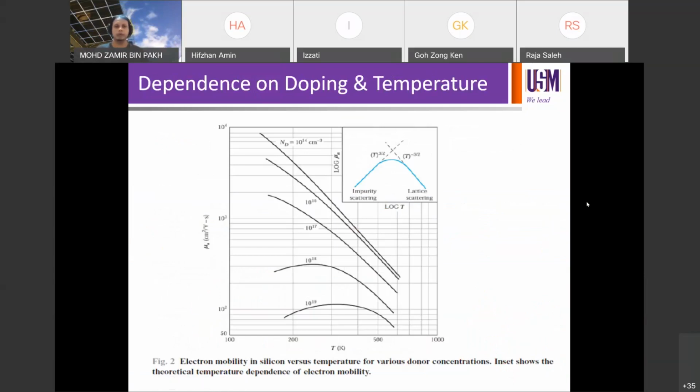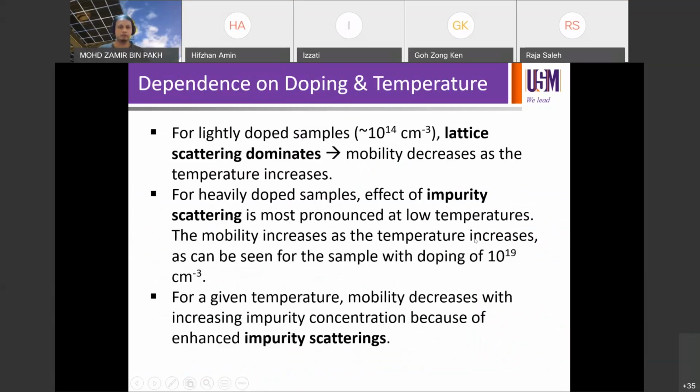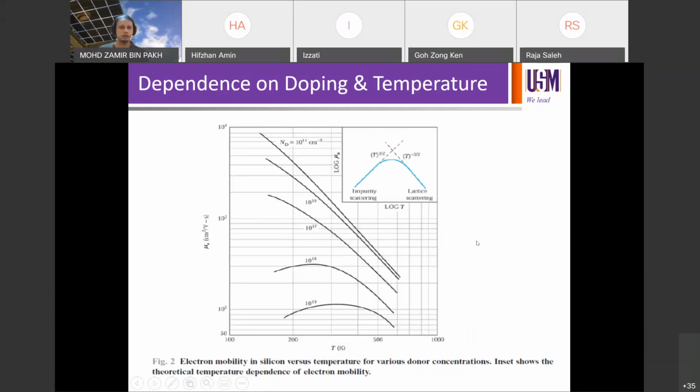All right. Dependence on doping and temperature. Okay, look here. Mu is on the y-axis, and temperature is on the x-axis. So the graph shows electron mobility in silicon versus temperature for various donor concentrations. So is this P-type silicon or N-type silicon, for various donor concentrations?